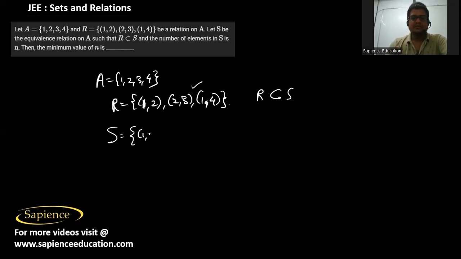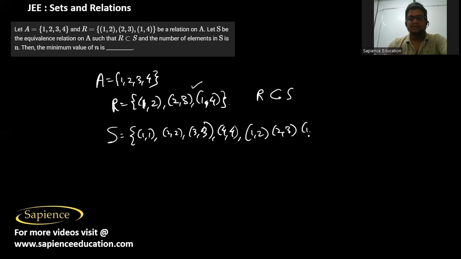It means that it should contain (1,1), (2,2), (3,3), and (4,4), since it has to be a reflexive relation. And since it has to contain (1,2), (2,3), and (1,4), it should also contain the elements (2,1), (3,2), and (4,1), since it has to be symmetric also. And it should be transitive also. So it means that (1,2), (2,3) is there, so (1,3) also should be there.